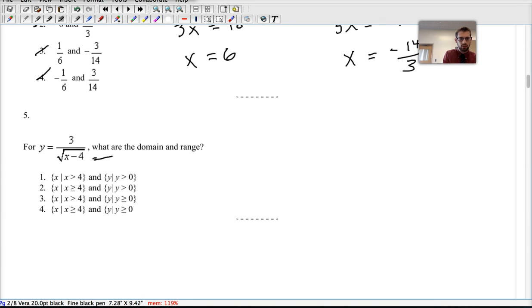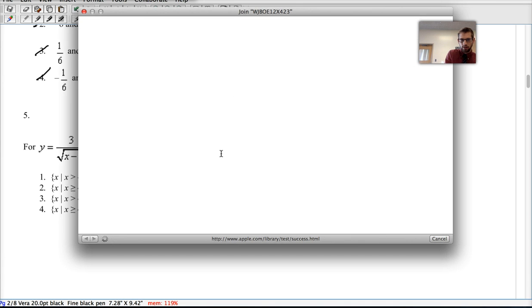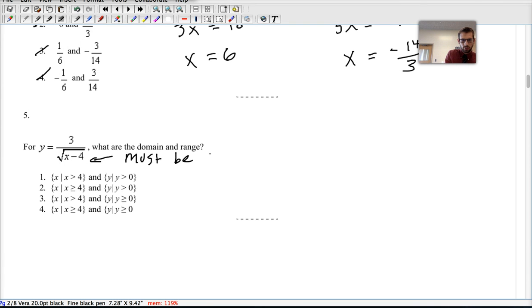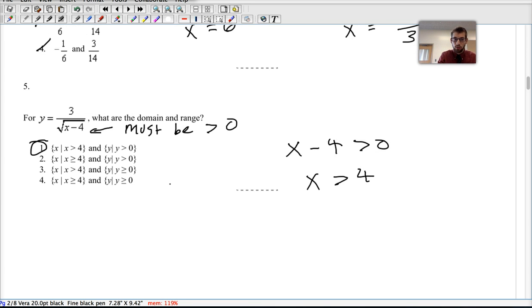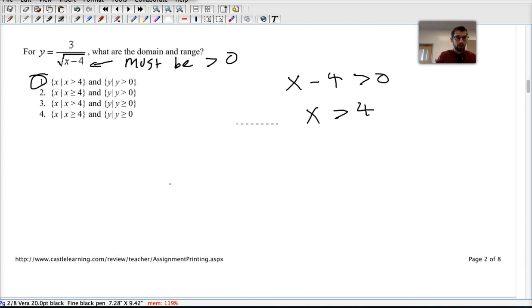Alright, number 5, domain and range. So because this is in the denominator, I know it cannot equal 0. So this must be greater than 0. Alright, so I'm going to go ahead and set it up. So x minus 4 has to be greater than 0. So x has to be greater than 4. I just added 4 to both sides there. So x has to be greater than 4, answer choice 1. If x were equal to 4, then we would have a 0 in the denominator, and we would get stuck.